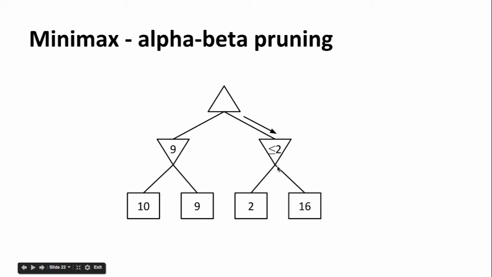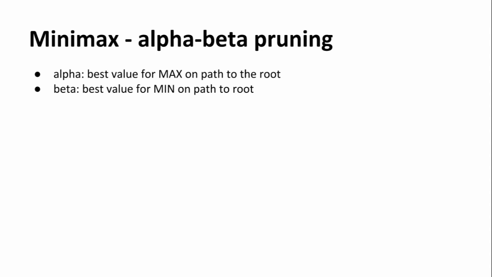Now, we can kind of see that if the maximizer goes down the left path, we're already guaranteed a value of 9 here, okay? So no matter what any of these other values are, we're never going to take this path, which means we don't have to look at all the children of this min node in order to solve our tree, right? So in particular, we don't have to look at this rightmost leaf, which is 16. All right, so that's going to be the basic idea behind alpha-beta pruning. So let's look at how this implementation is going to work.